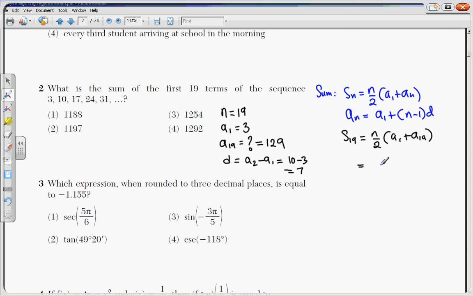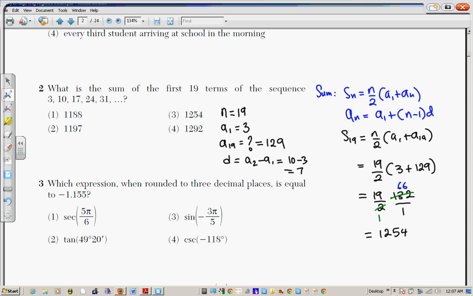Let's do it. So n is 19 divided by 2. A1 is 3 plus A19 is 129. So we're going to have 19 over 2, and then 3 plus 129 is 132. We can write this as a fraction and cross reduce. 2 goes into itself once. 2 goes into 132 sixty-six times. And when you multiply 19 times 66, your answer is going to be 1,254.